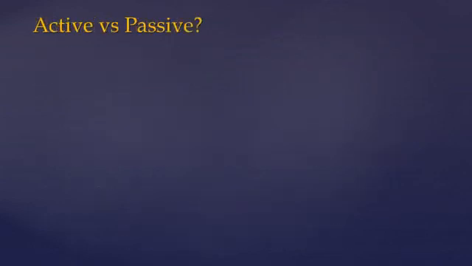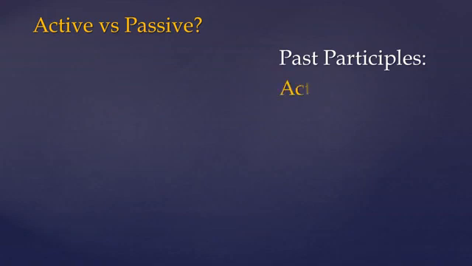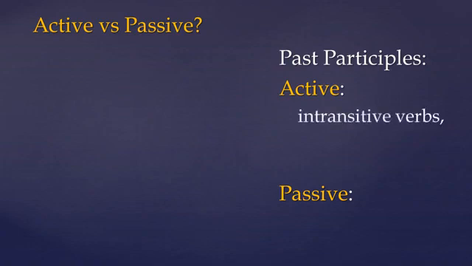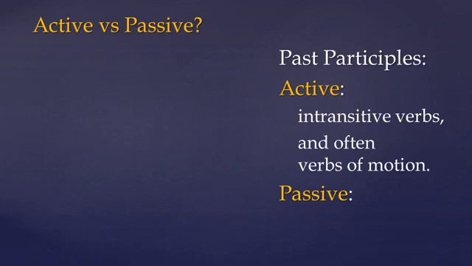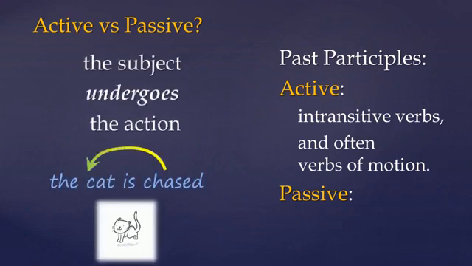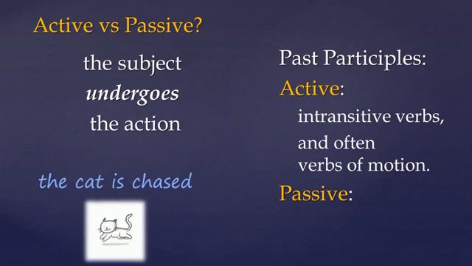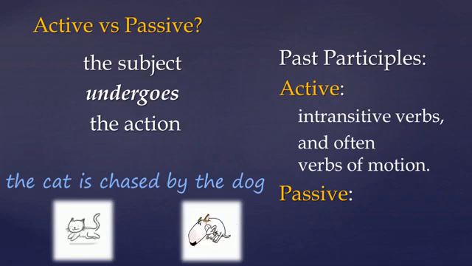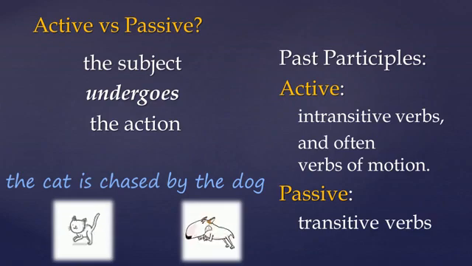Now, another peculiarity of past participles is that they can take an active or passive meaning, and this affects the way that we render them into English. So far we've been looking at participles in the active voice. Active voice past participles are usually derived from what we call intransitive verbs, and often from verbs of motion. Now if you remember, the passive voice is where the subject of the verb undergoes the action, and a good indication of this is if the agent of the action can be added to the end using the preposition by. So passive voice participles are formed on transitive verbs because they must be able to take an object.